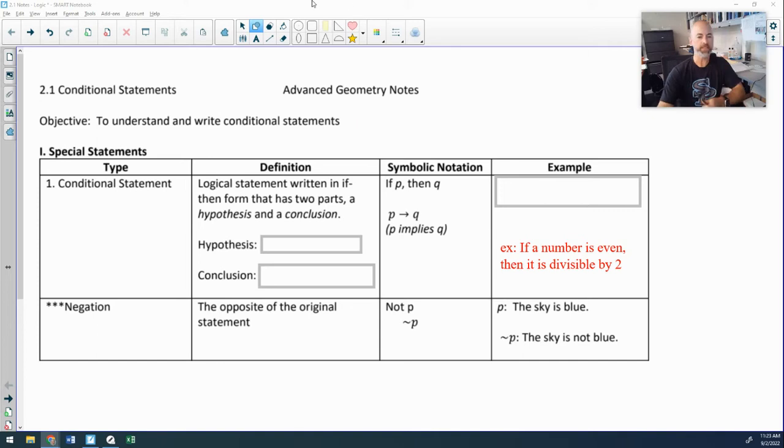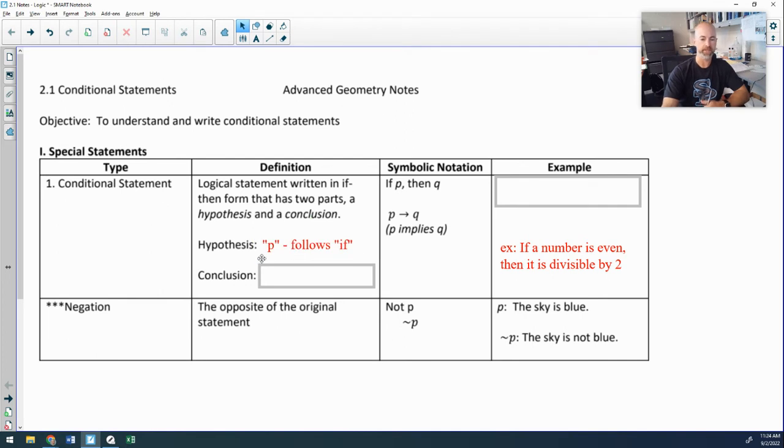All right, geometry, let's look at conditional statements, which is not a traditional math type lesson, but it is mathematical in that you're trying to determine if you can make correct conclusions and implications from certain statements. And a conditional is a logical statement written in if-then form that contains a hypothesis and a conclusion.